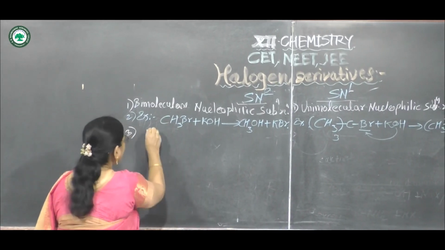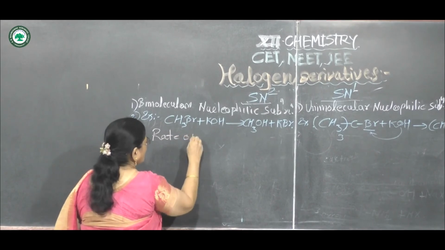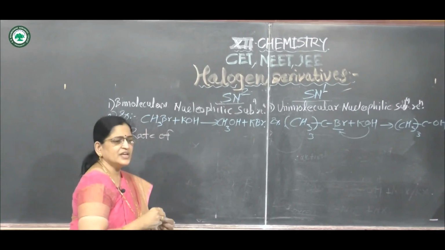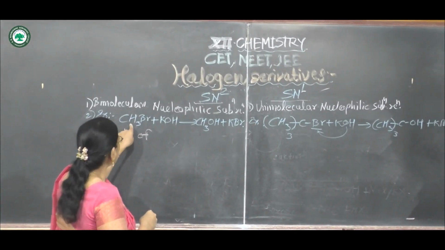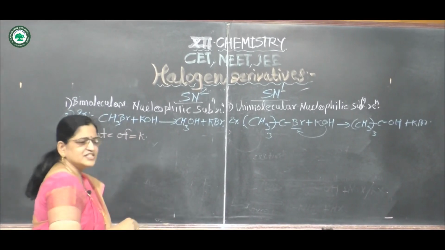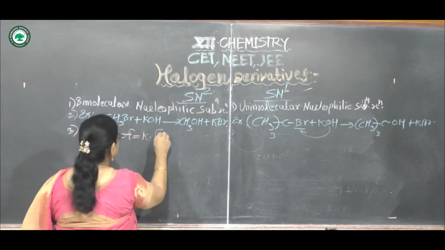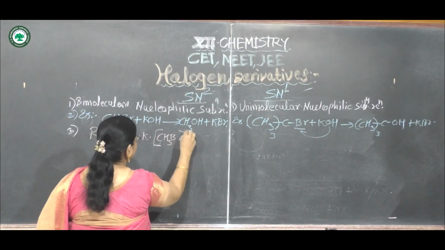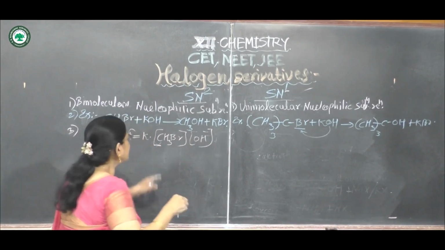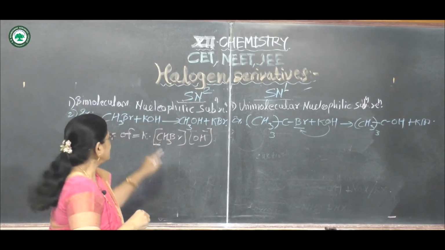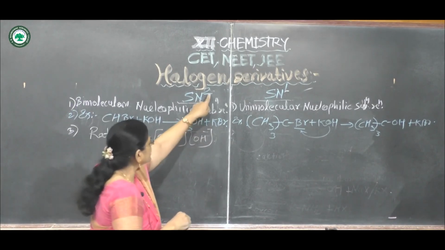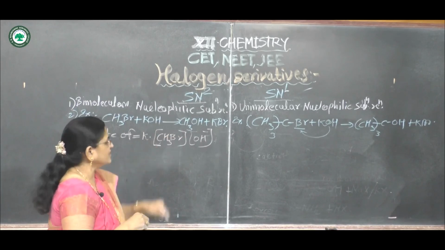Then the third point, about rate of reaction. The rate of reaction depends upon the substrate as well as the nucleophile. Hence rate of reaction is equal to K, the proportionality constant, times the concentration of methyl bromide as well as the nucleophile. Hence it is called SN2 reaction. This is a one step reaction, but the rate depends upon two molecules. Hence it is called bimolecular or SN2 reaction.